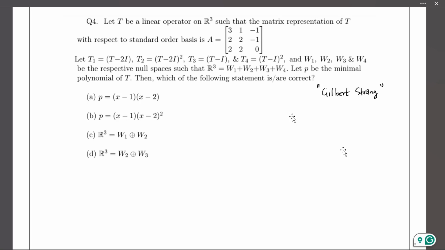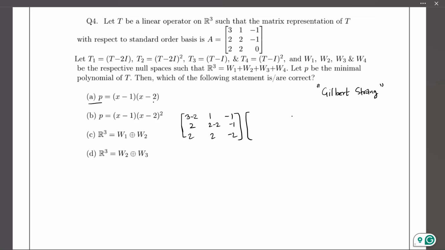So what is the minimal polynomial? The first option is saying what about the minimal polynomial? What is P? So let's calculate. This is a calculation. Okay. The first is saying the product of T1 and T3 is 0. So what is T1? T minus 2I means 3 minus 2, 1 minus 1, 2, 2 minus 2, minus 1, 2, 2 minus 2.